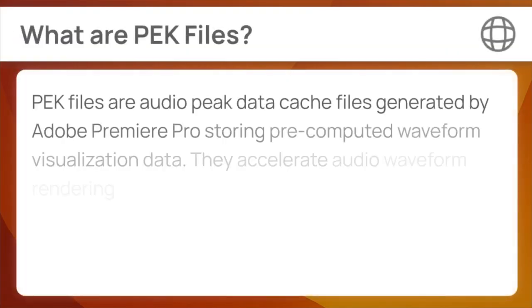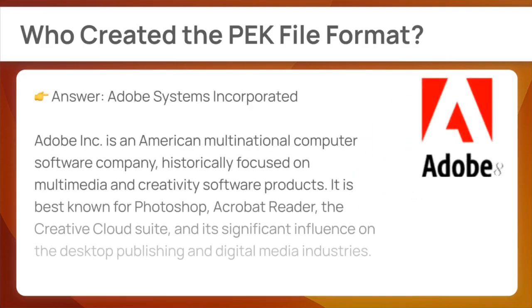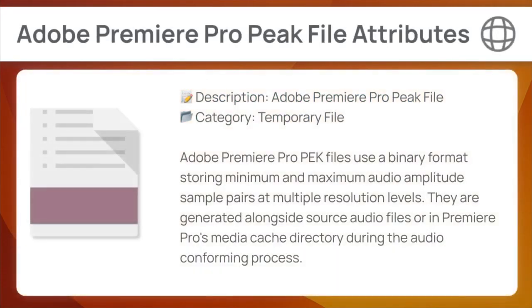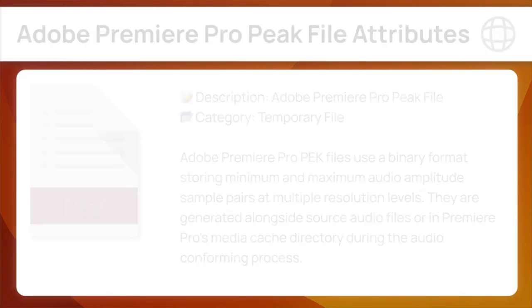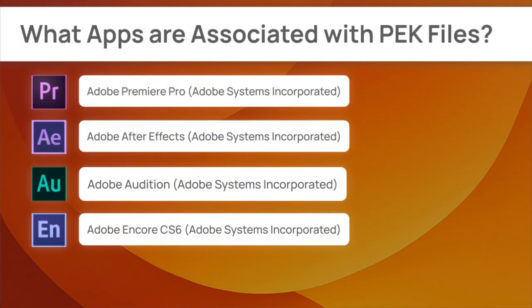PEK files are audio data cache files generated by Adobe Premiere Pro, storing pre-computed waveform visualization data. They accelerate audio waveform rendering in the editing timeline by caching amplitude values at multiple zoom levels for each audio clip. Adobe Premiere Pro PEK files use a binary format, storing minimum and maximum audio amplitude sample pairs at multiple resolution levels. They are generated alongside source audio files or in Premiere Pro's media cache directory during the audio conforming process. You will typically find Adobe Premiere Pro, developed by Adobe Systems Incorporated, associated with PEK.